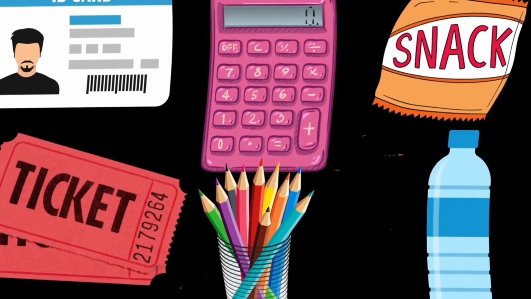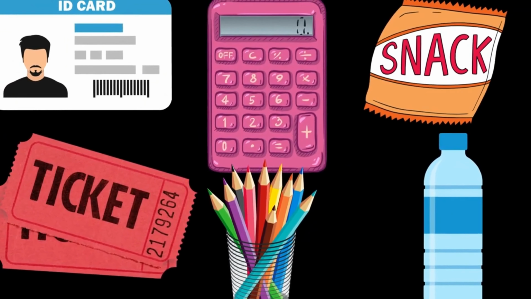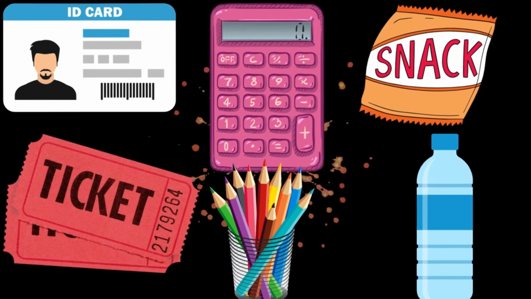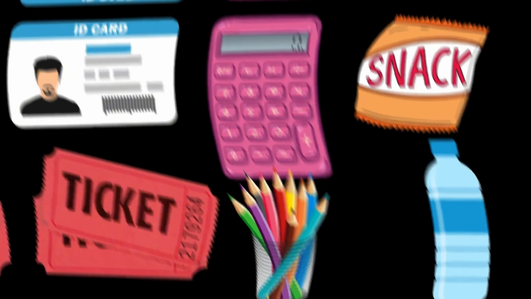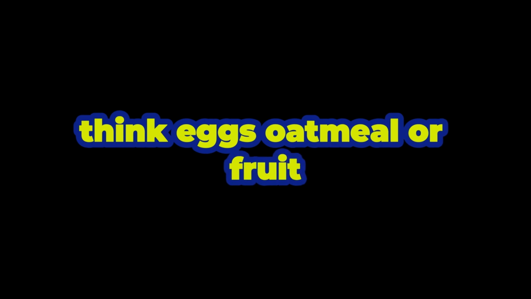Your ID and SAT admission ticket, a calculator, and make sure it's an approved one. Pencils, at least 2 sharpened ones. Snacks and water to keep your energy up during the breaks. And plan a solid breakfast. Nothing too heavy, but something filling. Think eggs, oatmeal, or fruit.